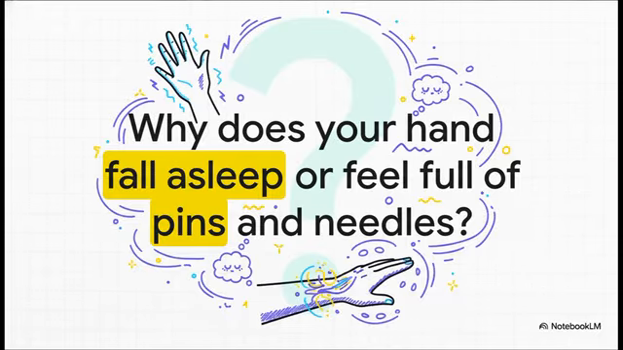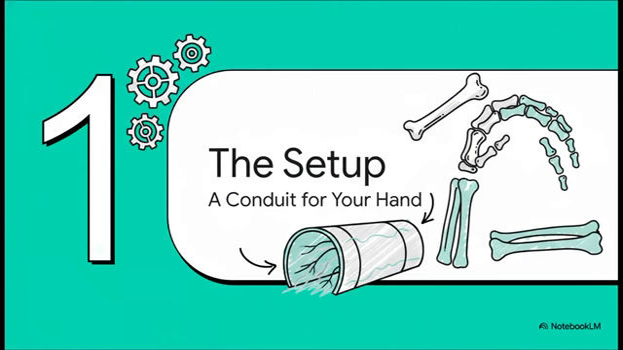You wake up in the middle of the night, or maybe you've been typing for a bit too long, and boom, your hand feels like it's buzzing with static. What is actually going on inside your wrist to make that happen? Okay, so to really get this, we first have to understand the setup. We're going to use a simple analogy here to build a picture of what's going on piece by piece.